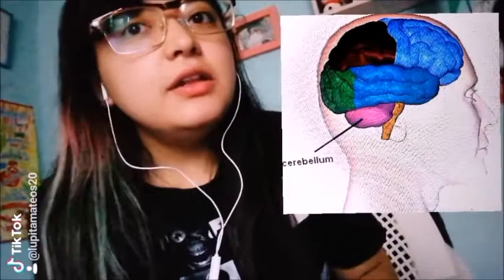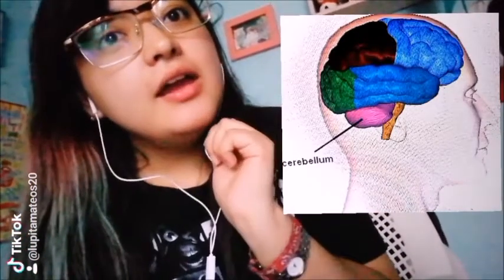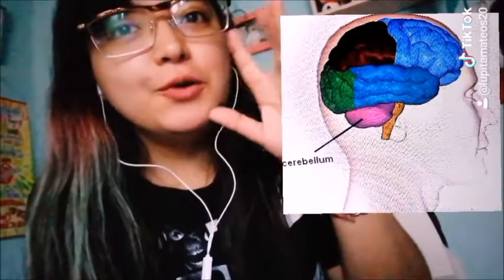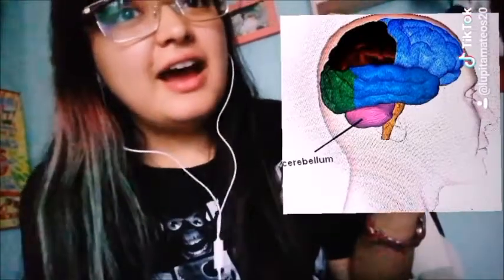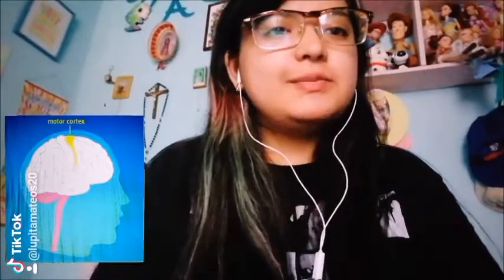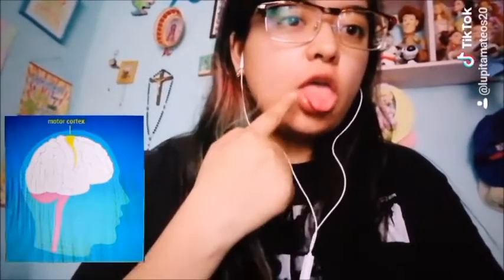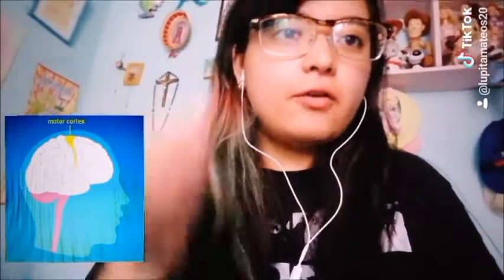The cerebellum is located at the back of the brain. It is involved in coordination, voluntary movements, maintaining balance, and the language process. The motor cortex helps you to speak clearly and move your mouth, your tongue, and the throat. It is located in the frontal lobe.